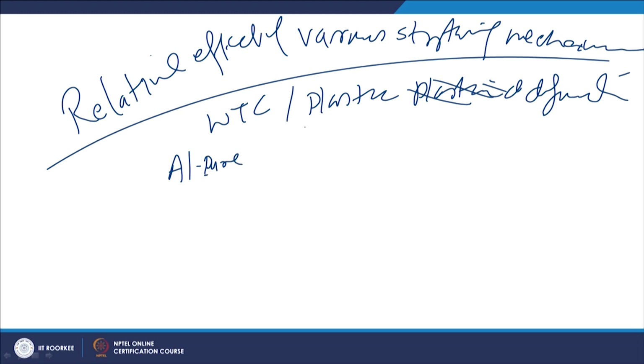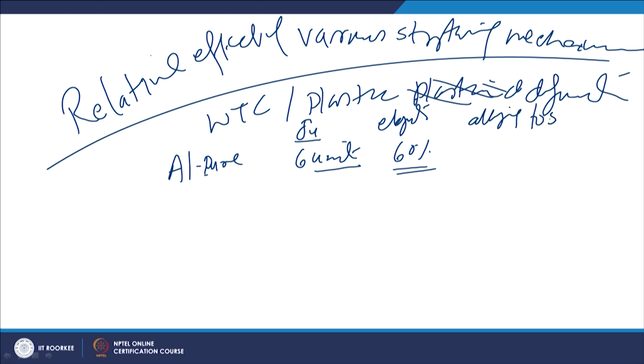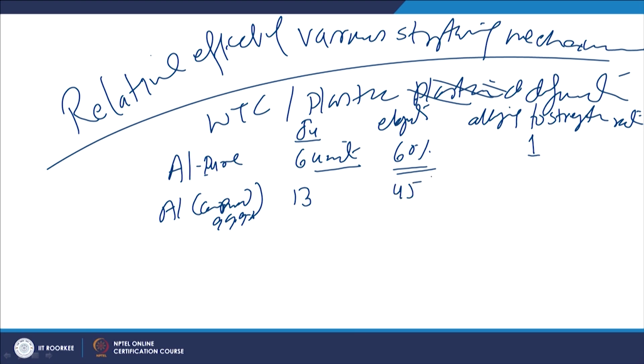like when pure aluminum is used, the UTS, sigma U, the ultimate strength, in maybe relative units, is say 6 units, and the percentage elongation is 60%, or 60 units, and the alloying to strength ratio is 1. There is no alloying and strength is minimum for this system. If we take aluminum of commercial purity, which is 99.9% pure, the strength will be somewhat higher due to the presence of these impurities, say 13 units, and the ductility will be lower, say 45 units, and the alloying or impurities to strength ratio will be somewhat higher, say 2.